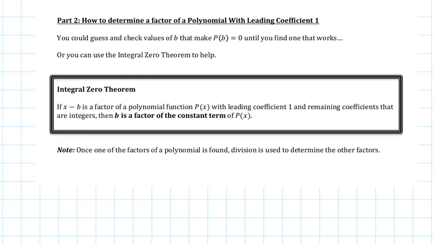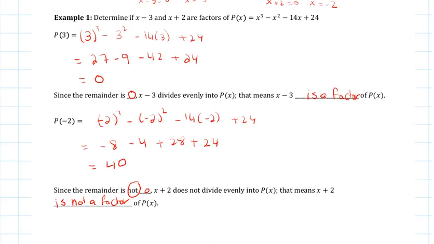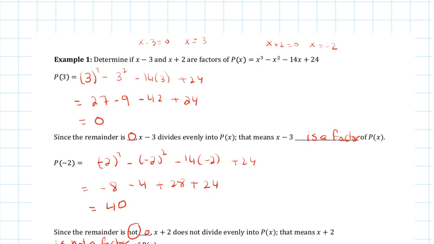So the integral zero theorem: if x minus b is a factor of a polynomial function p of x with a leading coefficient of 1 and remaining coefficients that are integers, then b is a factor of the constant term of p of x. So that's what the integral zero theorem means. If I'm looking back here for the factors, I'm going to look at my constant, which in this case is 24. I'm going to list the factors of 24 and try them to see which one works.